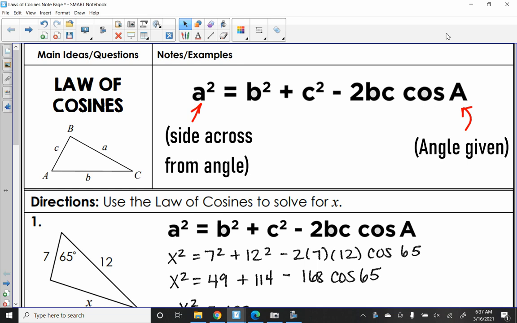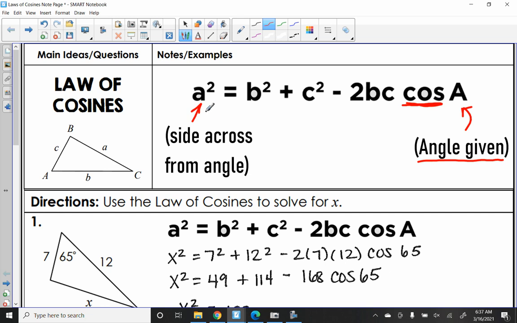At the end, I made a note that your angle will go at the very end, and we are using law of cosines, so that cos will always be there. And we're going to have three sides. It's very similar to Pythagorean theorem: a squared, b squared, and c squared.